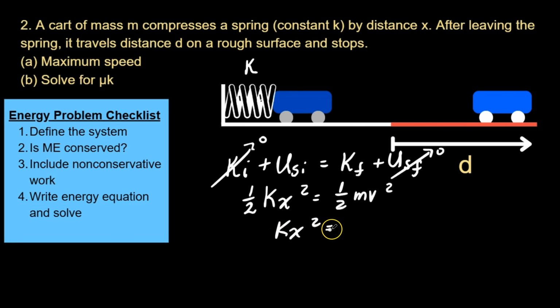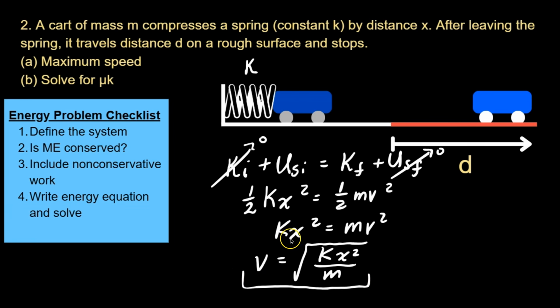Next, we're going to isolate the velocity. To do that, we're going to first cancel out the 1/2. And then to solve for v, we're going to divide by m on both sides, take the square root on both sides, and we get that the maximum speed is equal to the square root of kx squared divided by m.